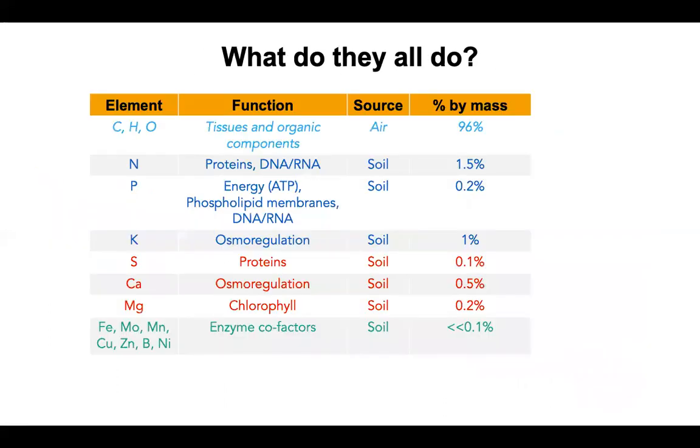So we have 17 plant essential nutrients, but what do they all do? So again, as I mentioned, carbon, hydrogen, oxygen are put together in these different forms to be tissues and organic components, and those come from the air. You'll notice that those make up most of the mass of plants, 96% on average.